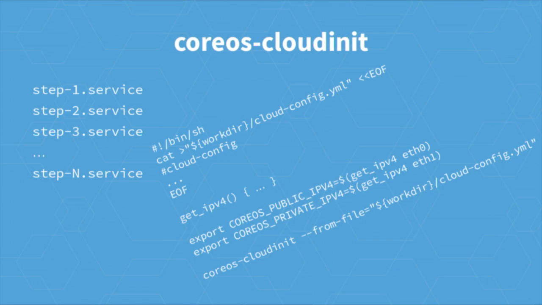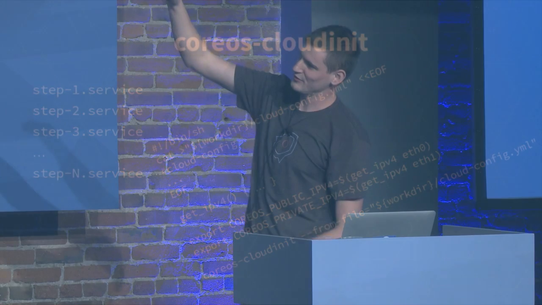So this is the current state of affairs with CloudInit. We have serially starting services. We've got bash scripts that we're using to configure our system. This doesn't really sound like an operating system that's truly leveraging systemd as much as it could, right? So how do we fix this?